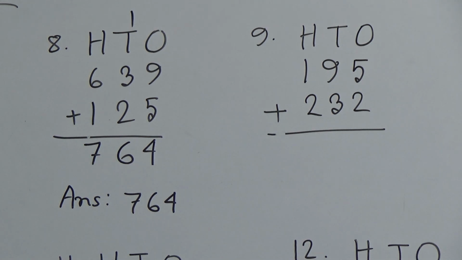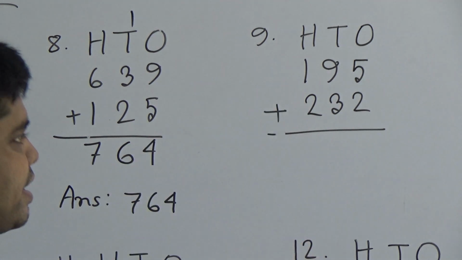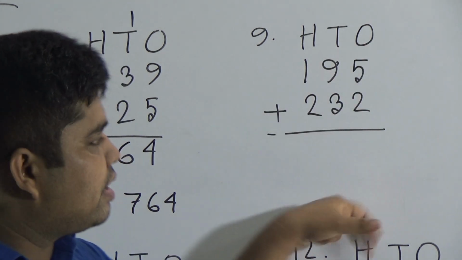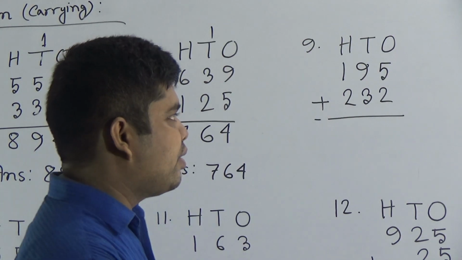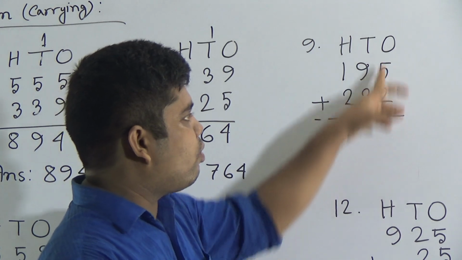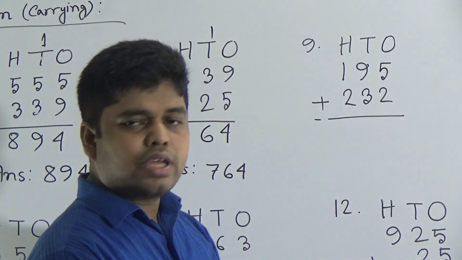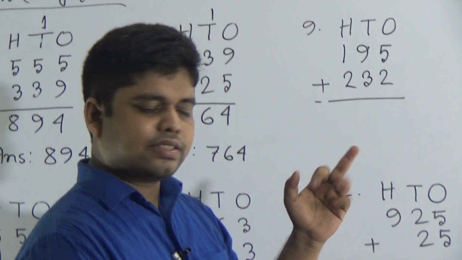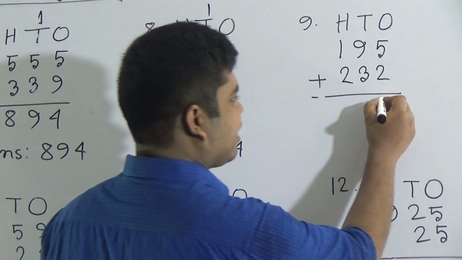Next we shall solve our last one, question number 9. My dear students, at first we add ones place digit, then we add tens place digit, after that we add 100 place digits. My dear student, notice if we add ones place digit, we get 5 with 2. If we add 5 with 2, then we get 5, 6, 6, 7. So we write 7 here.